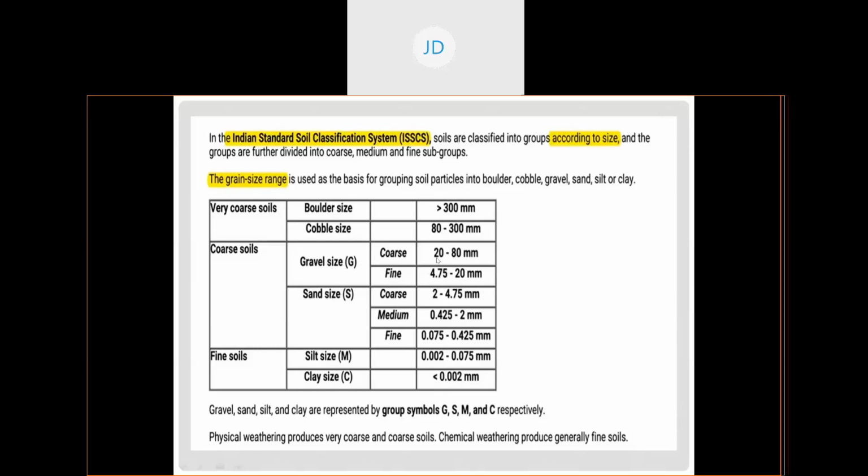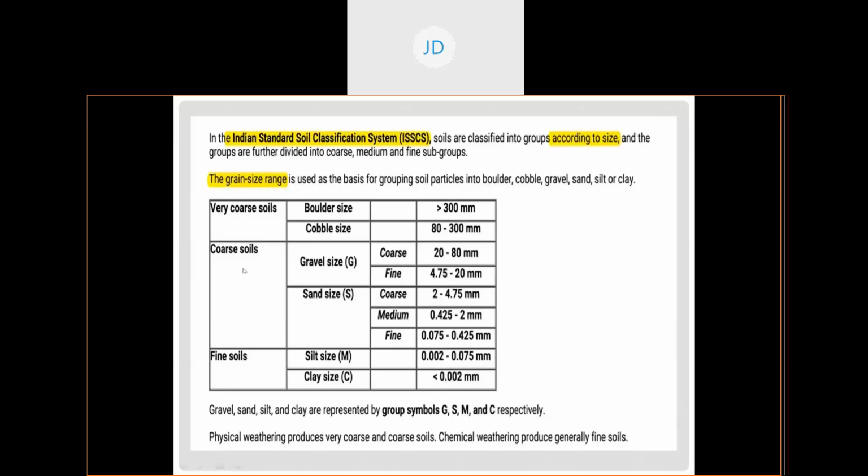Now if the size increases from 80 to 300 millimeter, they are termed as cobble. And more than 300 millimeter, all the soil particles are termed as boulder size. Boulder and cobble are categorized under very coarse soil. Gravel and sand are categorized under coarse soil.